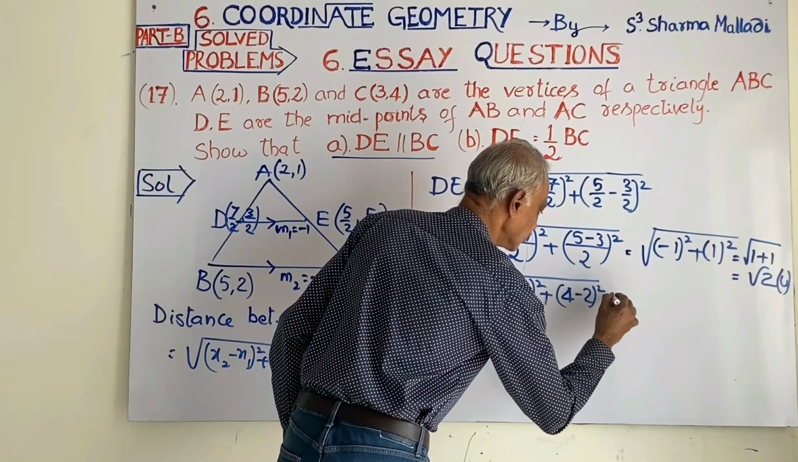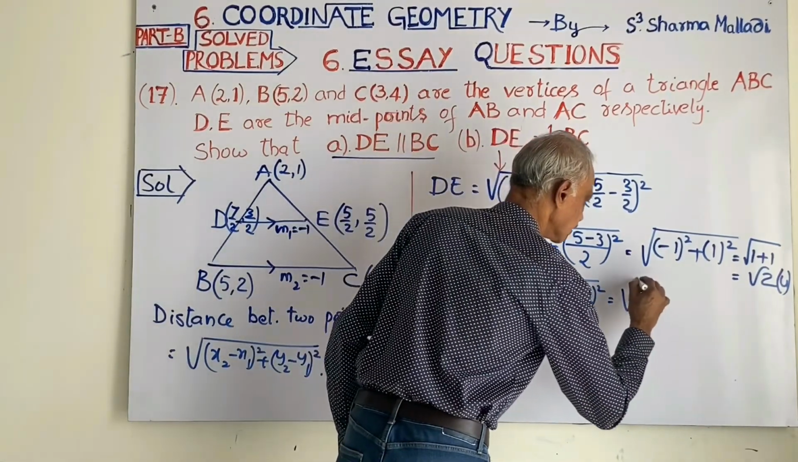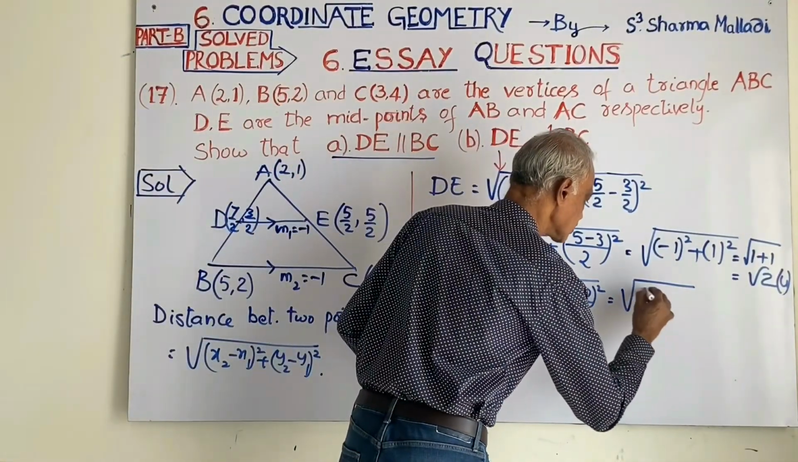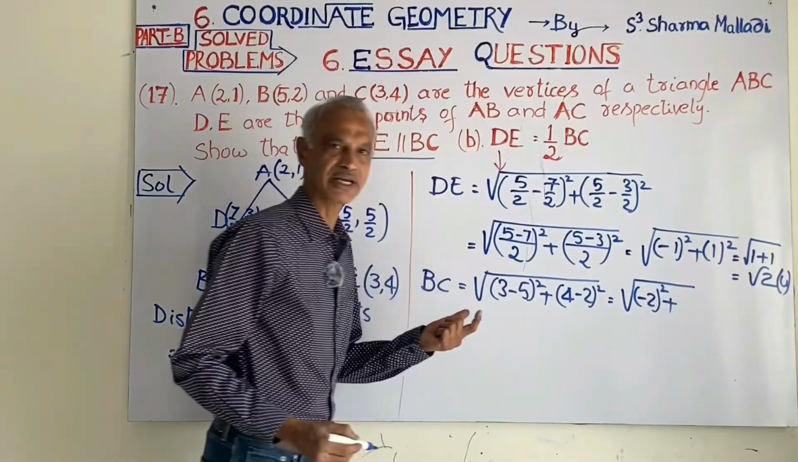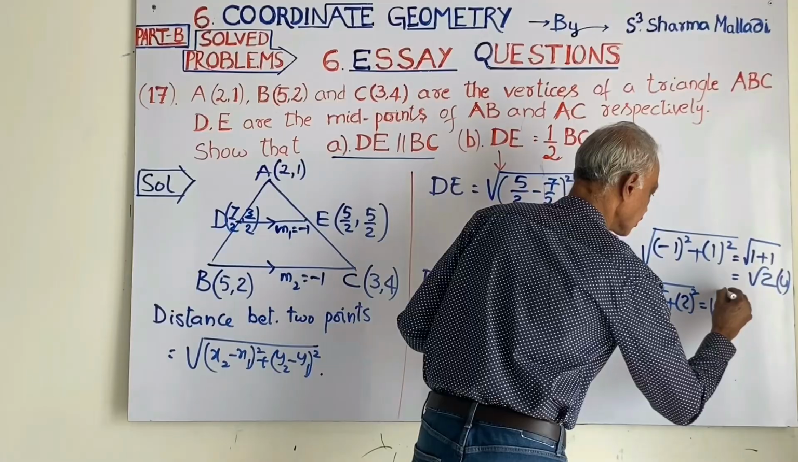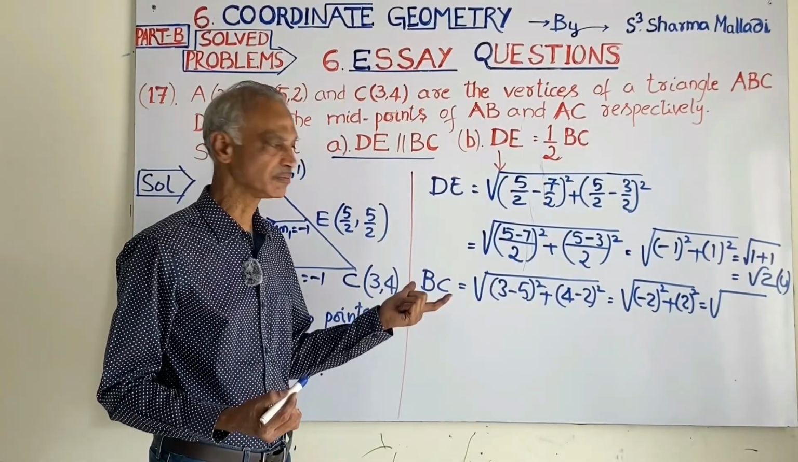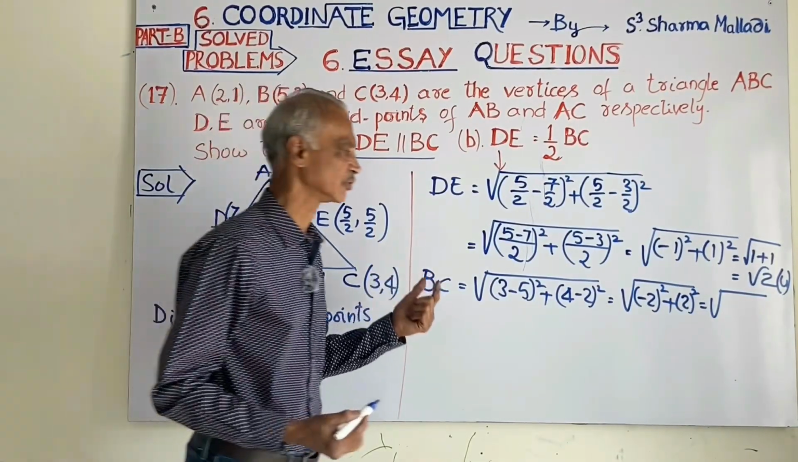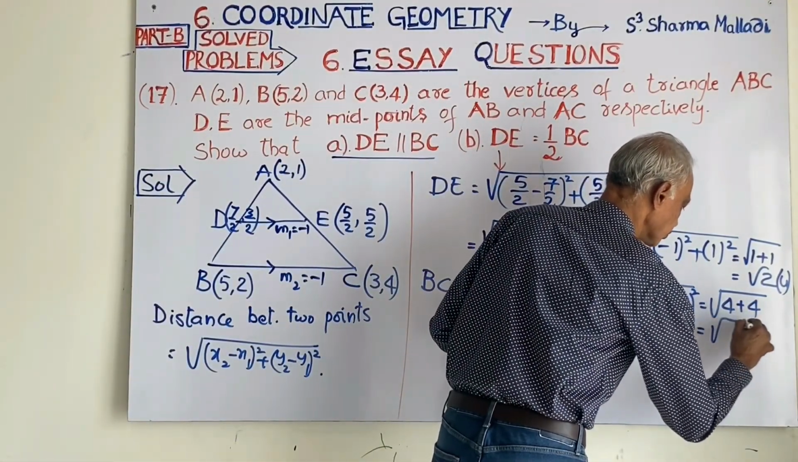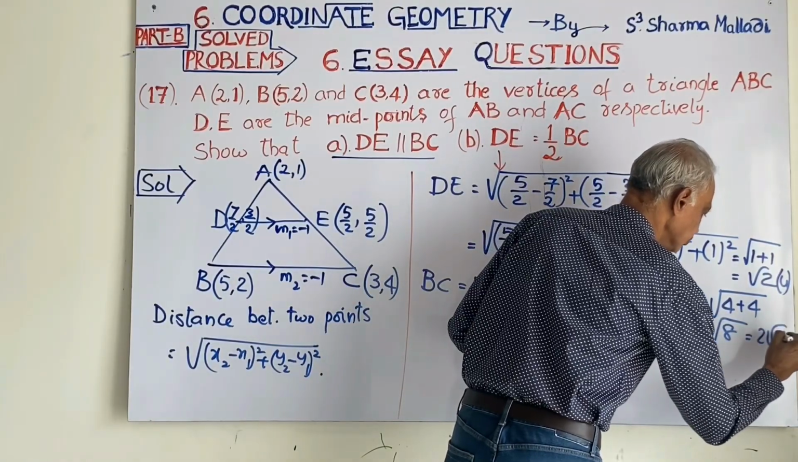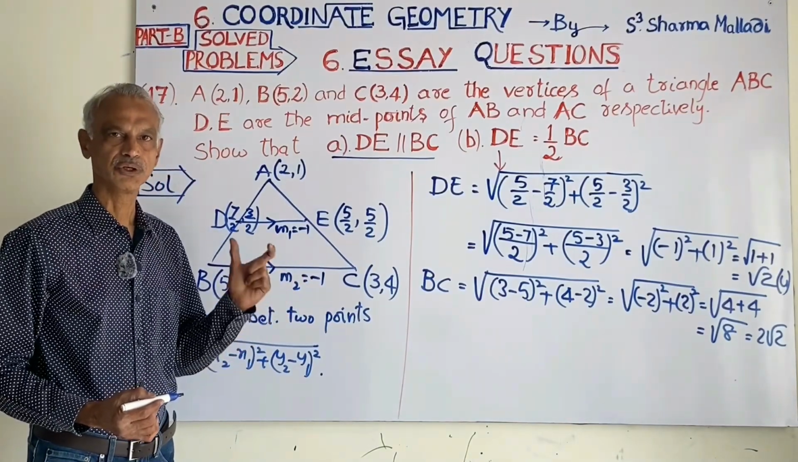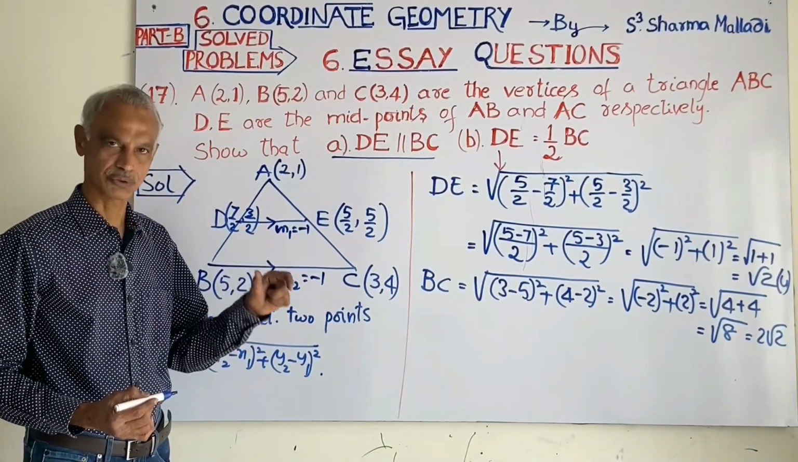Square root of 3 minus 5 means minus 2 whole square, plus 4 minus 2 means 2 whole square. Minus 2 square means 4, plus 2 square means 4. 4 plus 4, you will get root 8, which is 2 root 2. 8 can be written as 4 into 2. Root 4 into root 2. Root 4 means 2, and root 2 remains root 2.